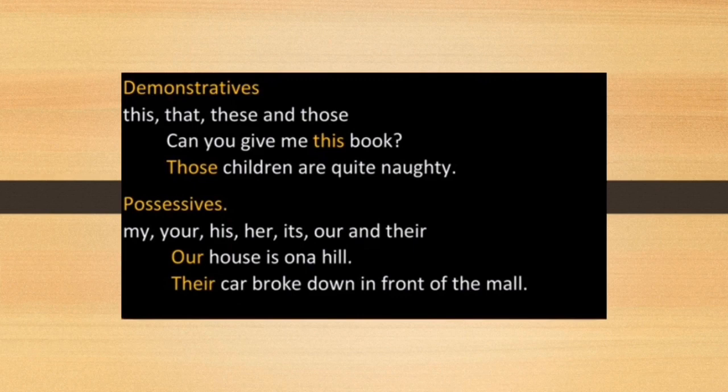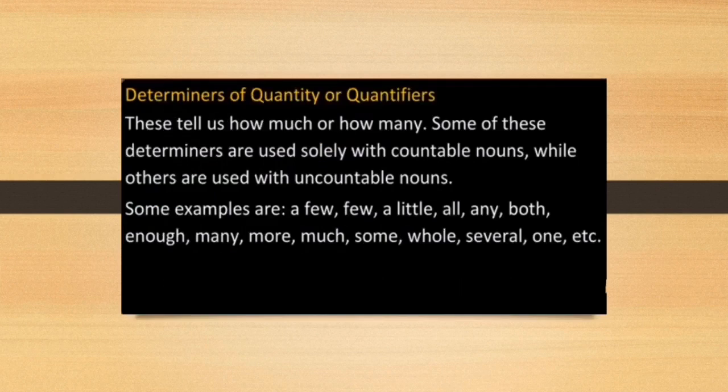Now students, let's see the different kinds or types of determiners. So the first one is determiners of quantity. Okay, determiners of quantity, and they are also called quantifiers. Either you can say determiners of quantity or you can say quantifiers, means the same, right? Okay, so what are they? Just see, these tell us how much or how many. Okay, so these are the determiners which tell us how much or how many, कितना. कितना ज़्यादा, कितना. Some of these determiners are used solely, means single, alone, with countable nouns, while others are used with uncountable nouns.